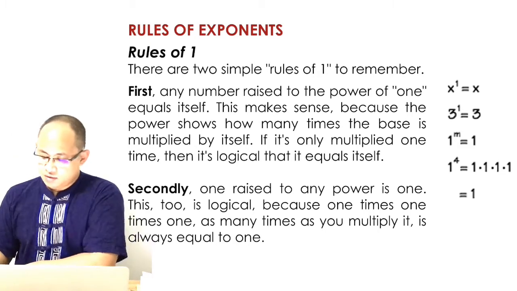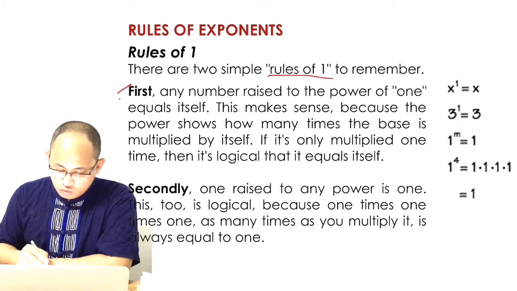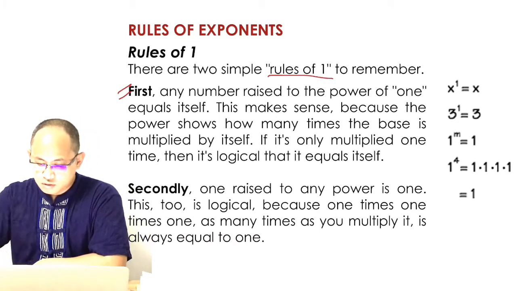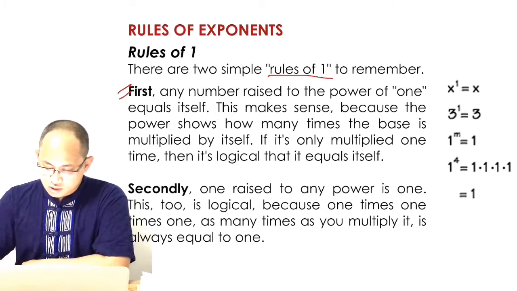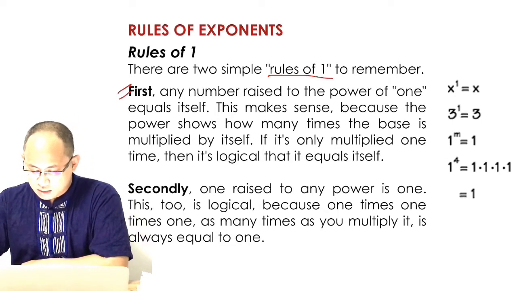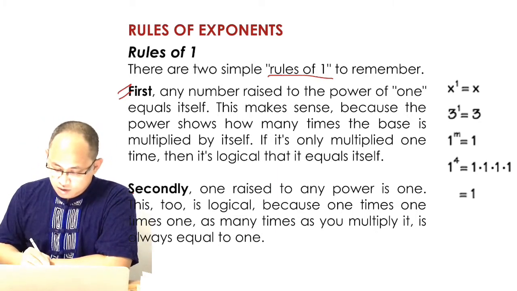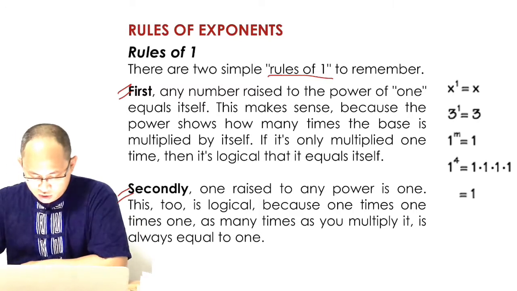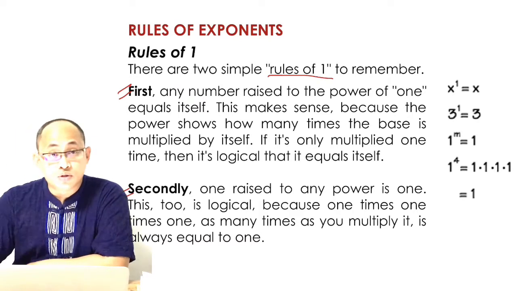Okay. So therefore, there are rules of 1. First, you have to remember two things. Any number raised to the power of 1 equals itself. It makes sense because the power shows how many times the base is multiplied by itself. Second, 1 raised to another power is logical because 1 times 1 times 1 equals 1.